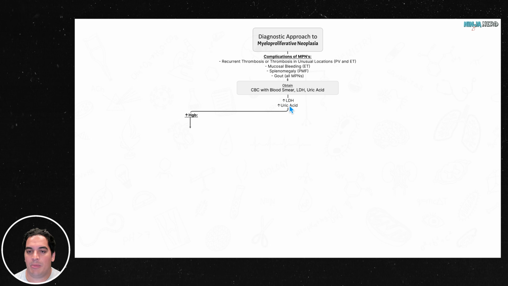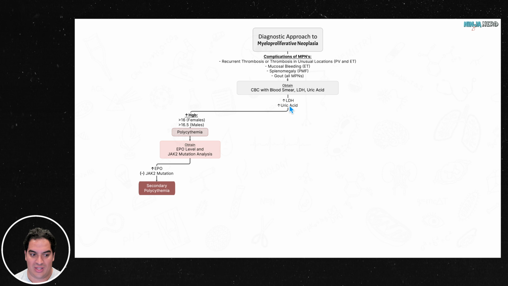If I see that the hemoglobin and the hematocrit are high, so greater than 16 in females, greater than 16.5 in males, I'm thinking polycythemia. Except I don't know if it's vera or secondary. Well, how do I really tell? Check the EPO level, and then from there we can even do a JAK2 mutation analysis. If the EPO level's high, okay, then that's secondary. The question is why, right? Especially if they don't have a JAK2 mutation. That's secondary. Is the O2 saturation low? Do they have a hypoxic lung disease like COPD, interstitial lung disease, something like that?